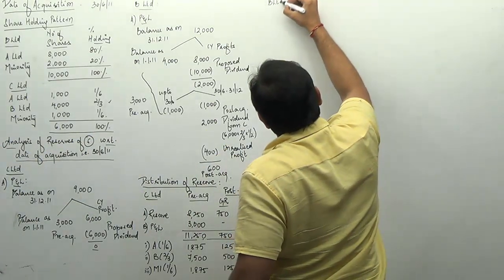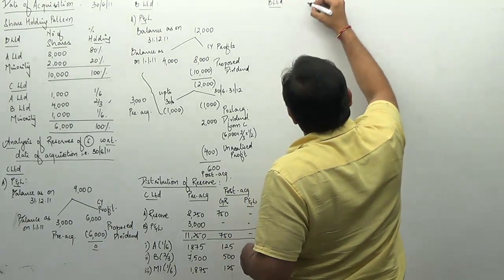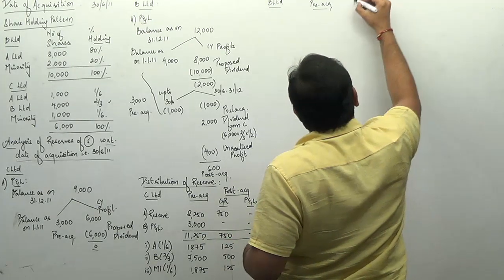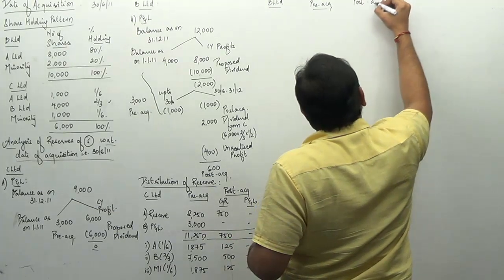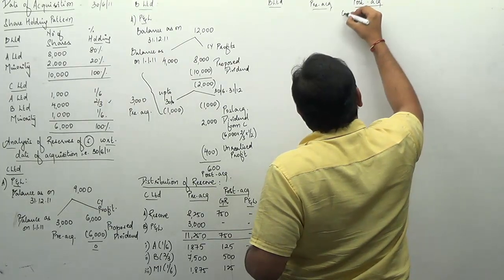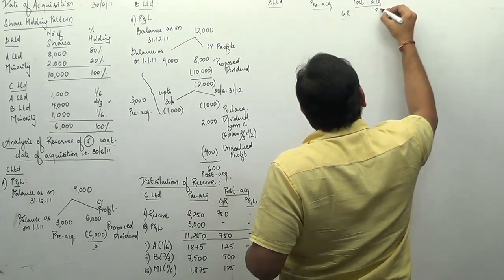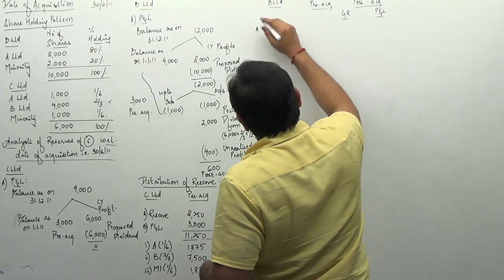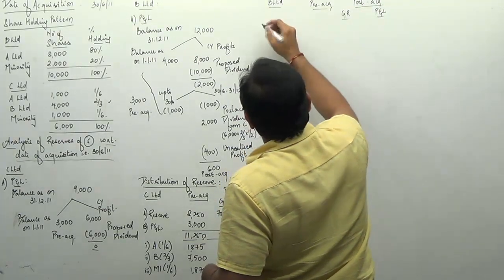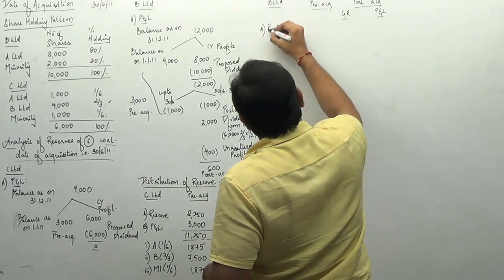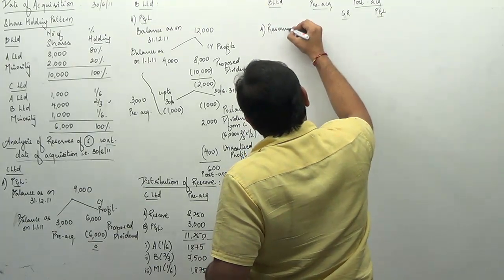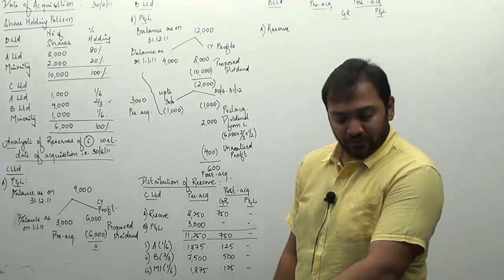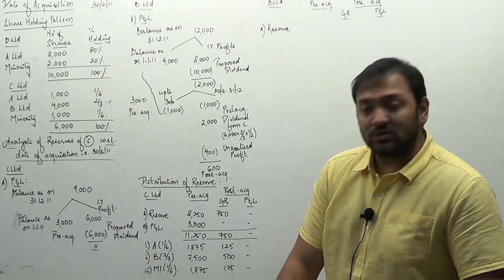Then start distribution of B. B again pre-acquisition and post-acquisition. Again under post-acquisition I have a general reserve as well as a P&L. So let's start. First one under B Limited is the reserve. Check the B Limited reserve. Opening reserve is 8,000. Balance sheet reserve is 10,000.